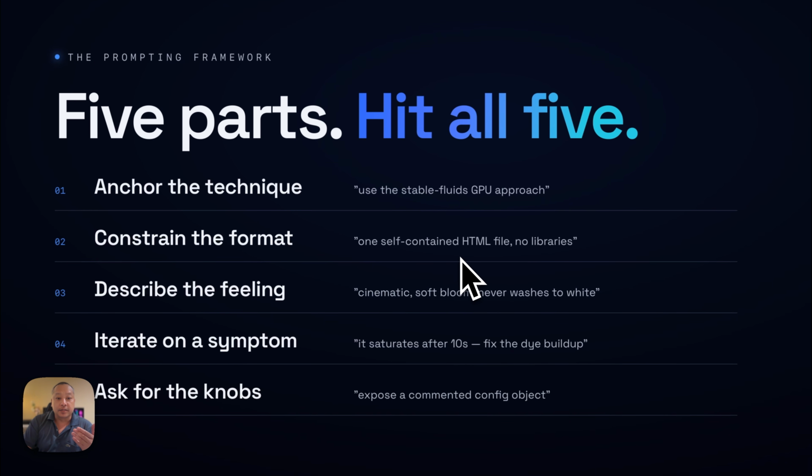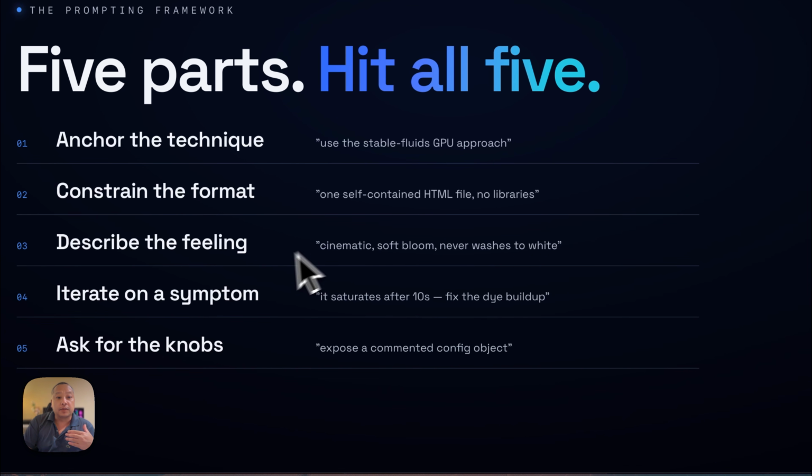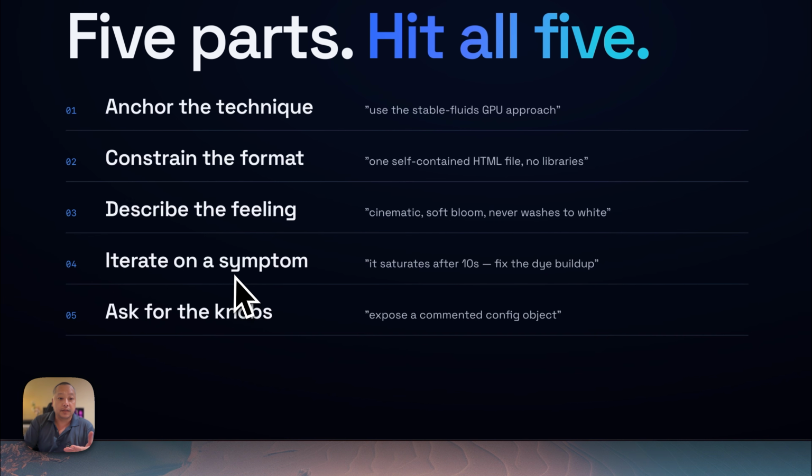So for example, this here, we are using a self-contained HTML file, with no libraries. Then we have to describe the feeling. This is where you are going to put your taste. It can be cinematic, it can be soft bloom, and the colors, for example, never wash out to white. This is where you customize it the way you want, and give the animation feelings to the AI, so it can reflect what you have in mind, your thought, your style.